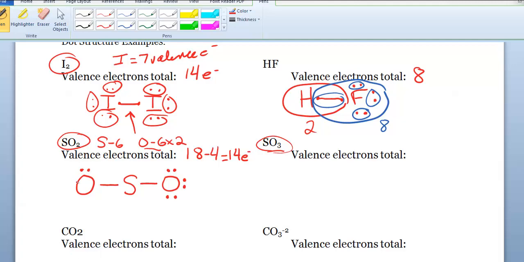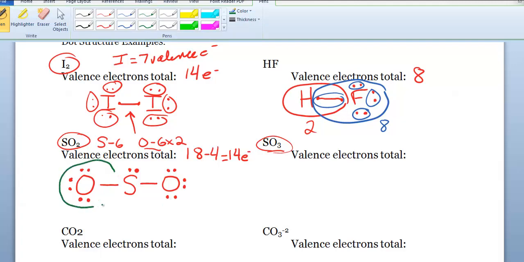6 left, 4 left, 2 left, all used up. So I'm going to count just to make sure I didn't make a mistake. 2, 4, 6, 8, 10, 12, 14, 16, 18. That's all the electrons I have to use.